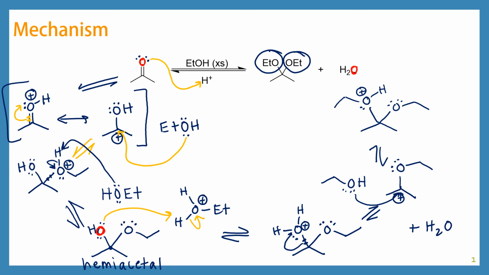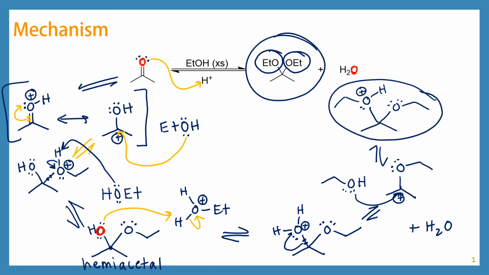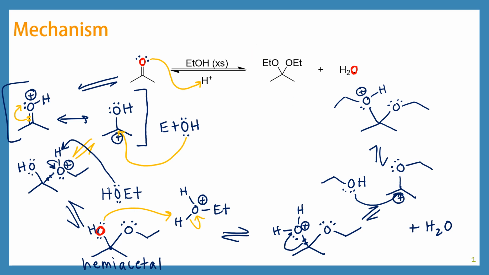Now we're almost there. The only difference between this structure and our target structure is a single positive charge. How do we get rid of that? Well, you can use some of your ethanol, you can use some of your water lying around. There's a lot more ethanol, so that's more likely, plus it's a little more basic. But we can take a molecule of ethanol and deprotonate it, and that gives us our acetal.